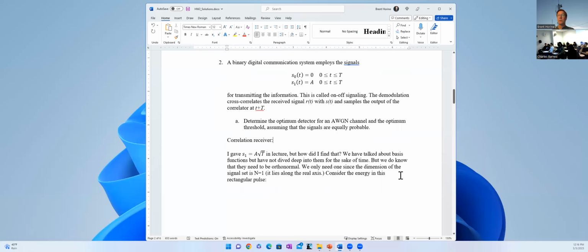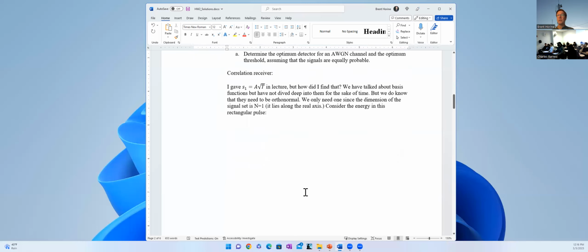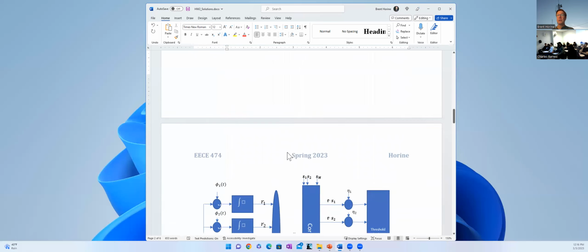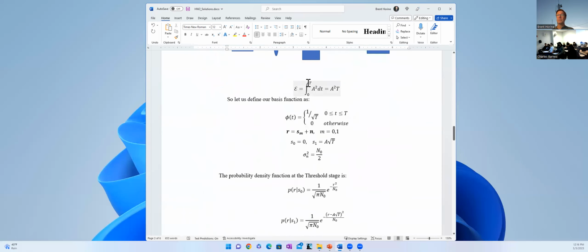So we consider the energy in this rectangular pulse. That's going to be this A squared integrated over time, right? So that's the energy. We have to square the amplitude, and we integrate that. The pulse is defined, it has support from 0 to T, and it's 0 elsewhere, right?